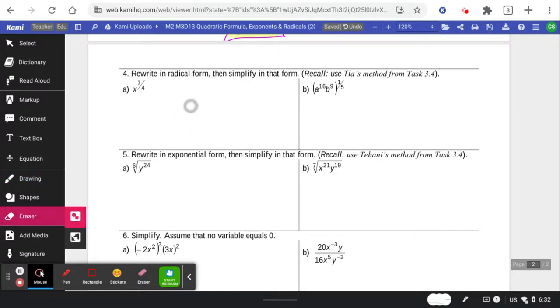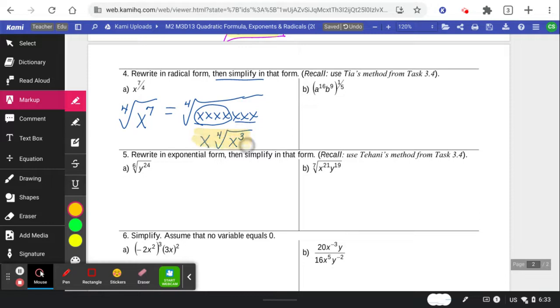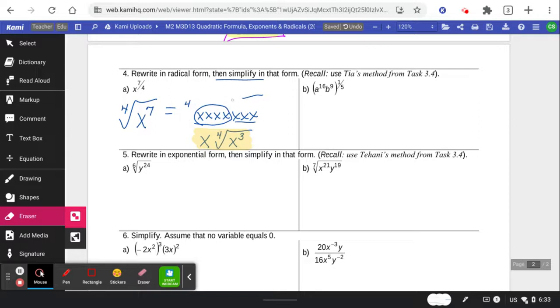But it not only says to rewrite it, but then it says to simplify it. So we're going to look at this in TIA's mode. 1, 2, 3, 4, 5, 6, 7. There's 7 of those x's under the radical, and we're looking for groups of 4. So since I have a group of 4, I can take one out. No more groups of 4, so the rest are left underneath. And that's it. There's my answer. I used radical form first, and then I used TIA's method of simplifying the radical.